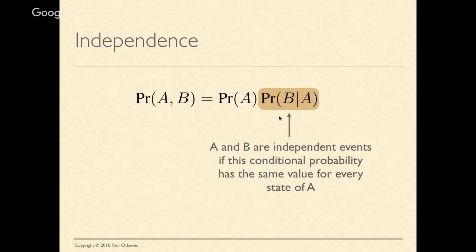The probability statement shown here, in which the joint probability on the left equals a conditional probability times the probability of that condition, is always a true statement. It can be simplified if A and B are independent events, in which case this probability of B given A takes the same value no matter what A is.